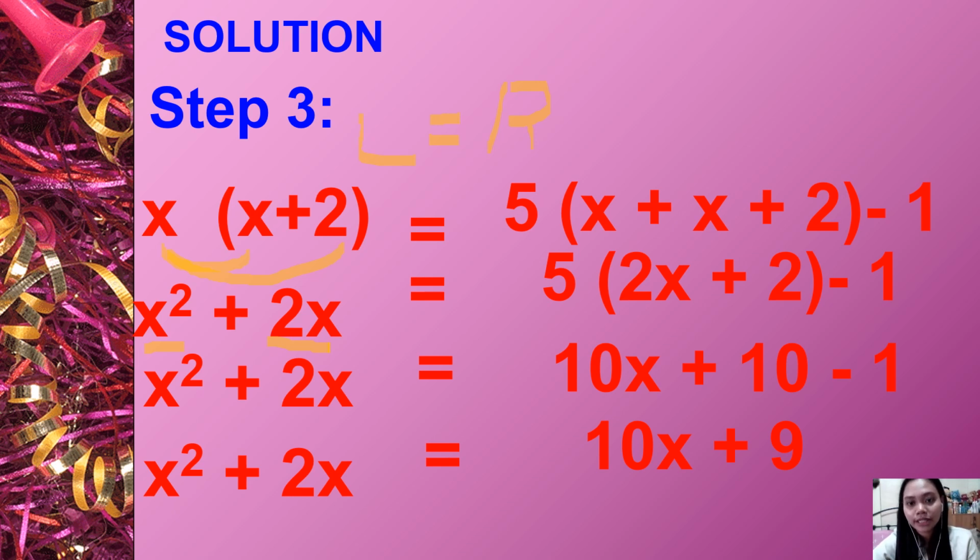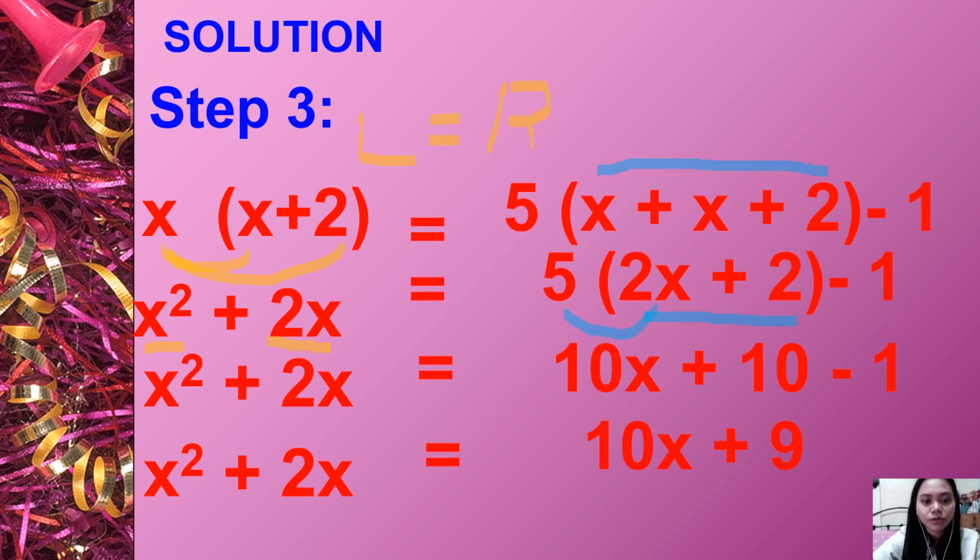Now, to our right side, we have to simplify first. So, I'm gonna use another color. Let's say, light blue. This, nasa loob ng parenthesis, yung sum. So, ang sum ng x plus 2 ay ito, 2x plus 2. Pagsamahin yung mga similar terms. And then, next thing to do is to distribute 5 by multiplication.